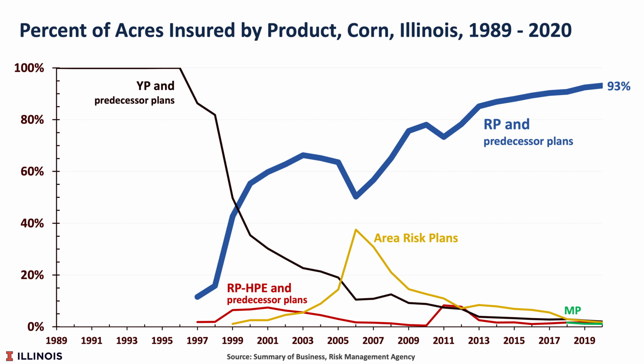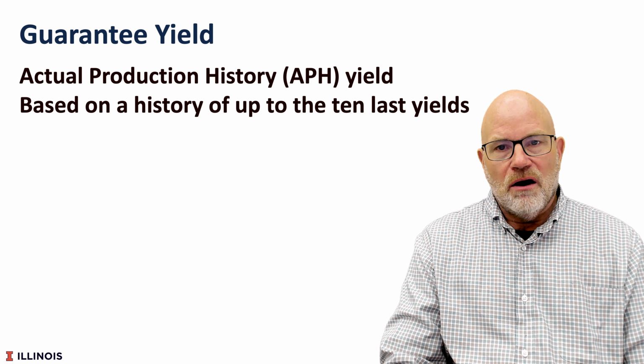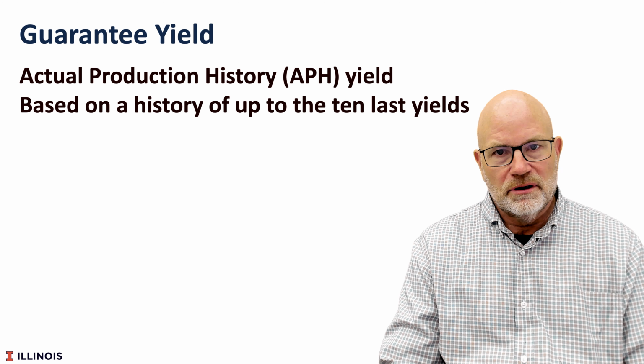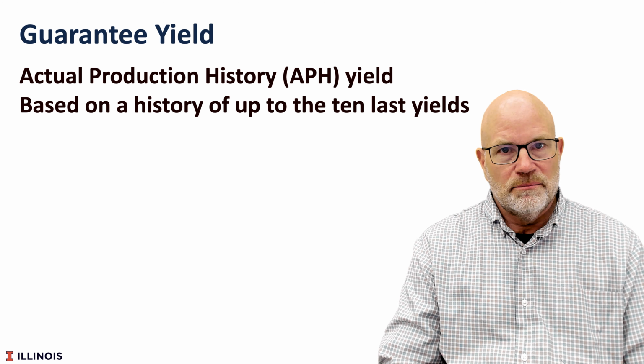RP happens to be the most used crop insurance product in Illinois for corn, and in 2020, use of that on insured acres is 93%. So it includes the vast majority of acres in Illinois for corn. Similarly, it has the most acres in soybeans. For soybeans, 92% of the acres are insured with RP.